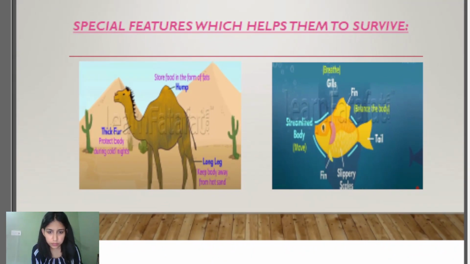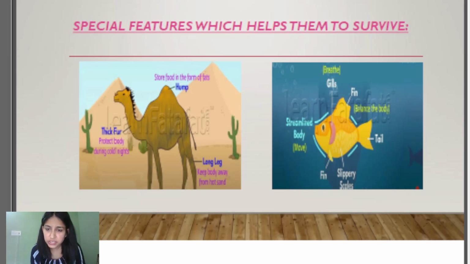So the thick fur protects the body during the night, when it gets cold, while the long legs protect the body from the hot sand, basically keeping it away from the hot sand. So these are the adaptations made by the animals living in the desert, which is basically represented by the camel, the king of the desert, as we call it.